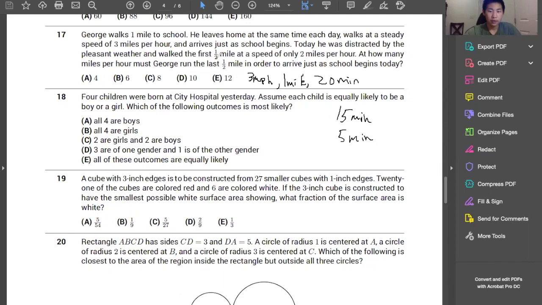So if he goes a half mile in 5 minutes, that's the same as going 1 mile in 10 minutes. Now, if he runs 1 mile in 10 minutes, that's going 6 miles an hour. Because in 6 times 10 minutes, 1 hour, he would go 6 times 1 mile, 6 miles.